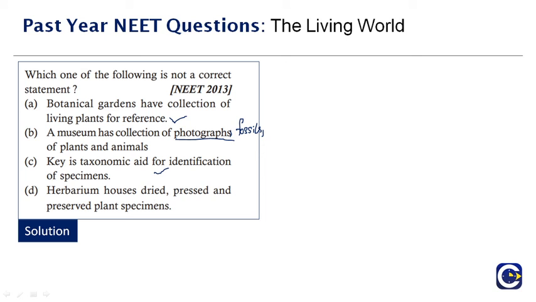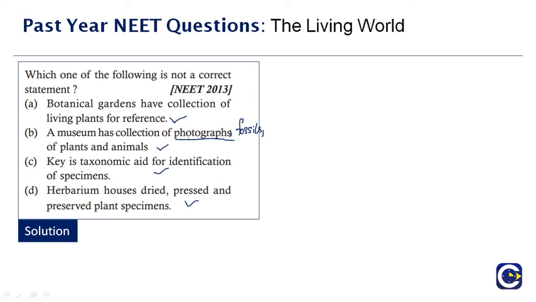Herbarium houses dried, pressed, and preserved plant specimens. Of course, herbarium is a very important thing that many schools and even the government take steps to do, because some plants have gone extinct. So before they go extinct, they collect them, dry them, and stick them as images in your books, and they preserve them so that future generations come to know that such plants have been in this world. So the statement which is actually wrong is that the museum has a collection of photographs of plants and animals. That is the answer to this question.